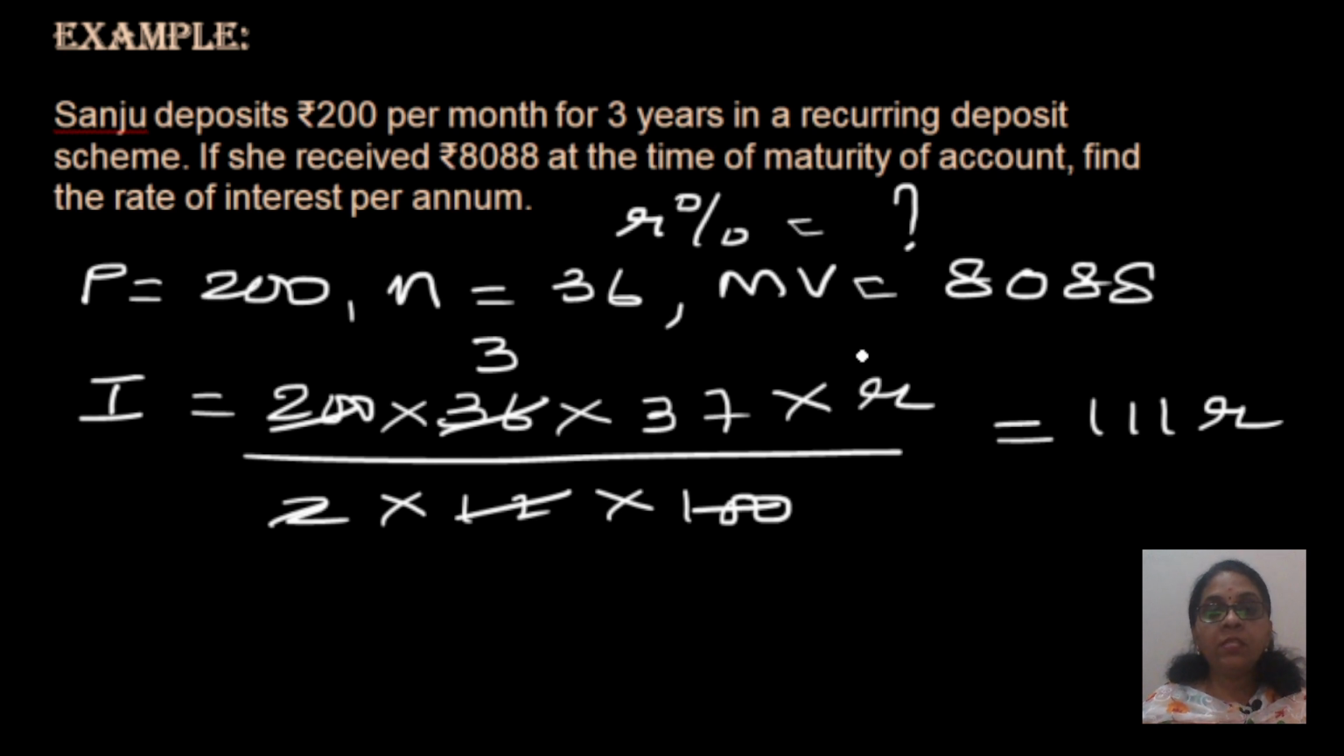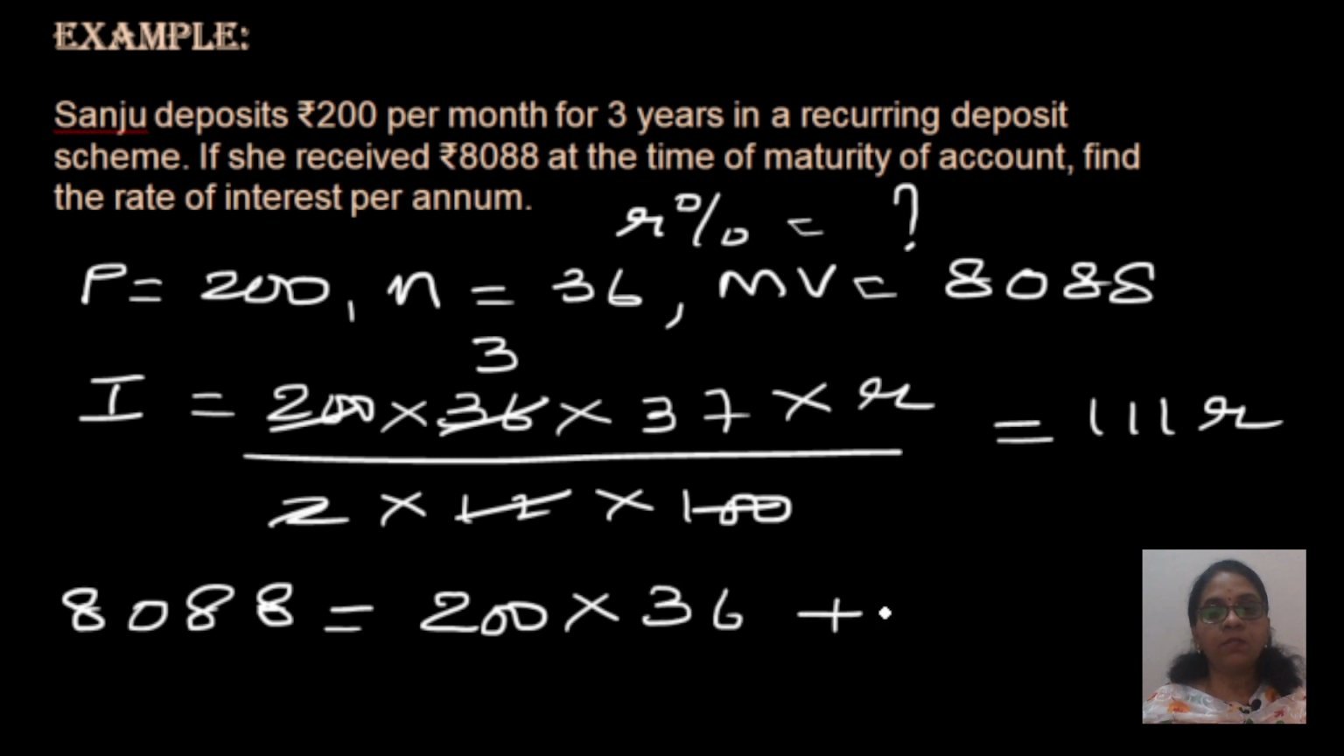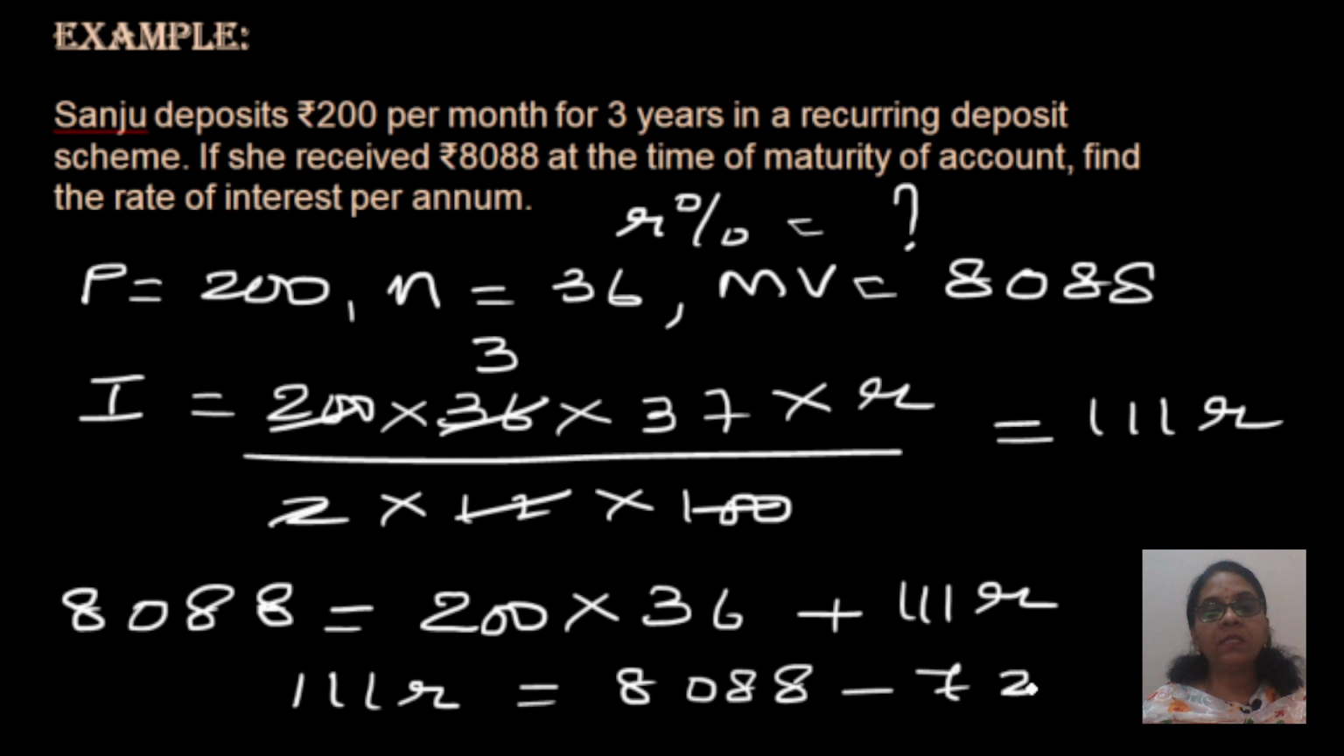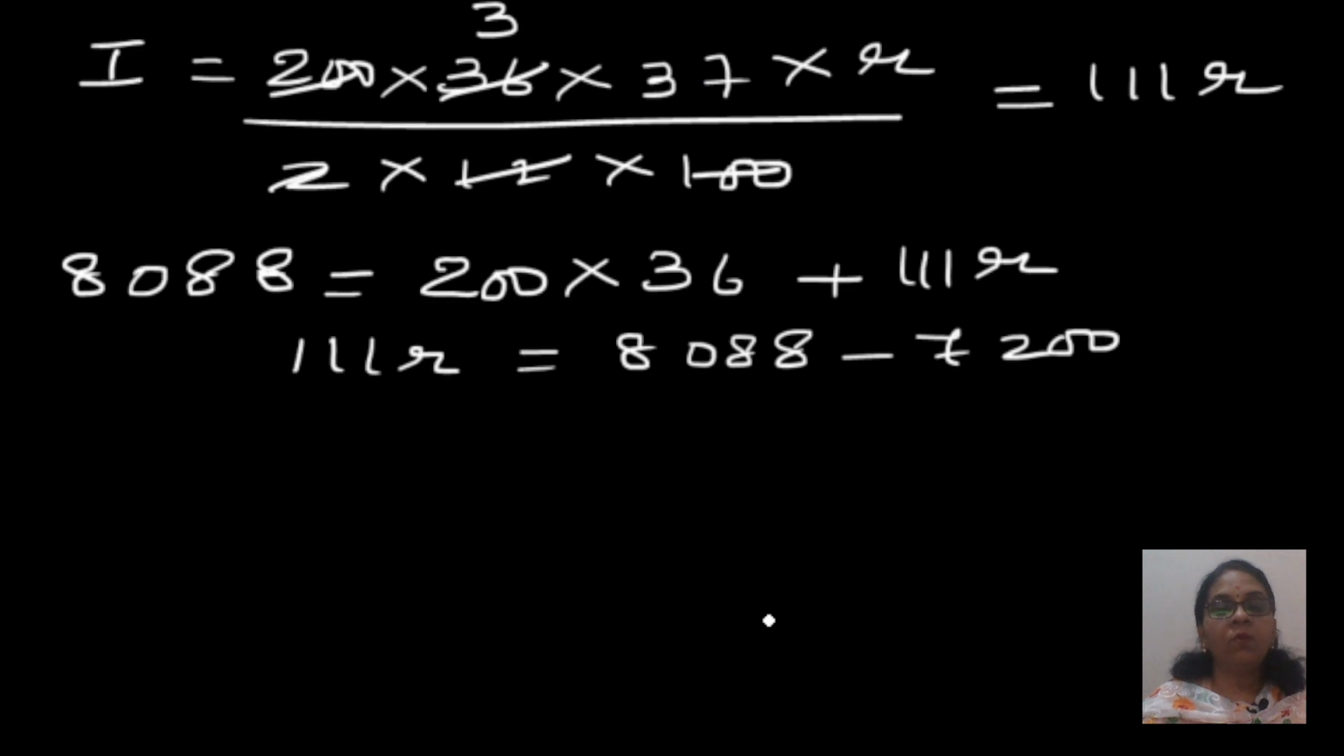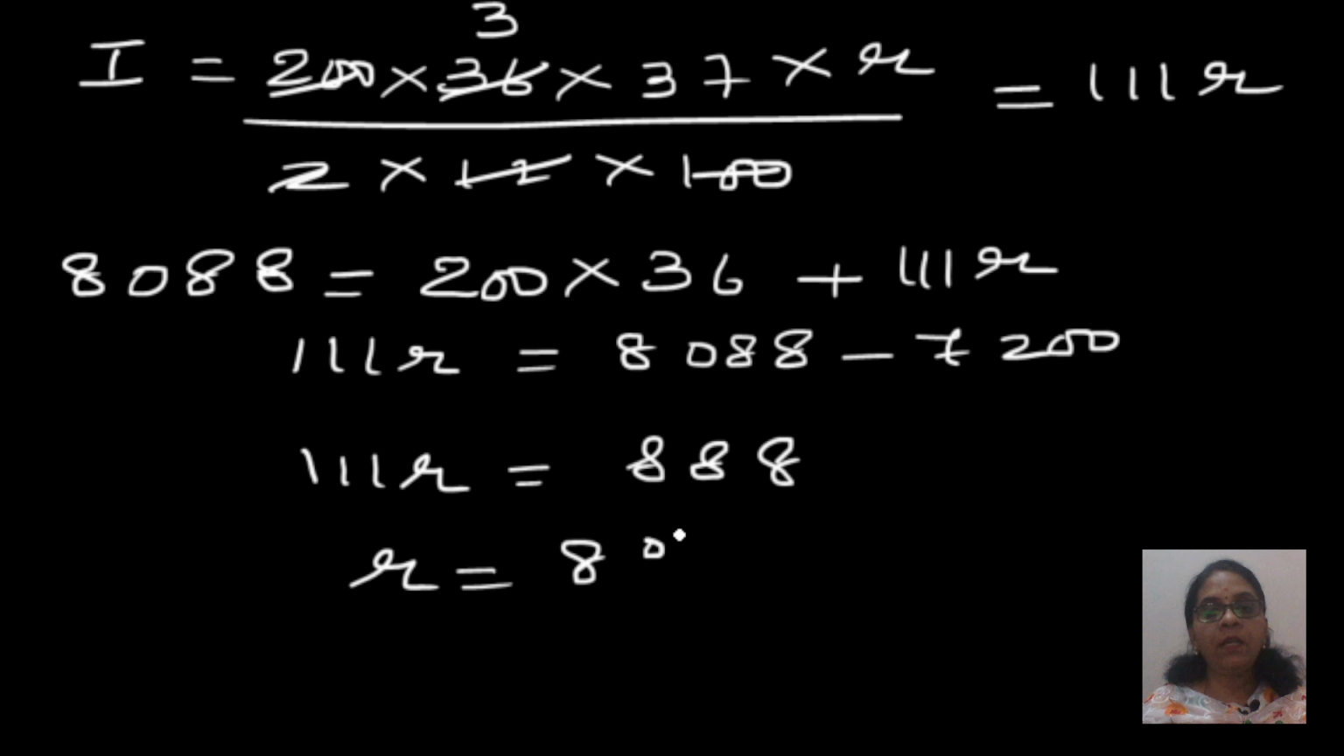Now, we will use this maturity value. Maturity value is equal to P into N, P is 200, N is 36, plus interest, plus 111R. So, we have 111R is equal to 8088 minus 7200, and 111R will be equal to 888. R is equal to 8%. Therefore, the rate of interest that Sanju gets is 8%.